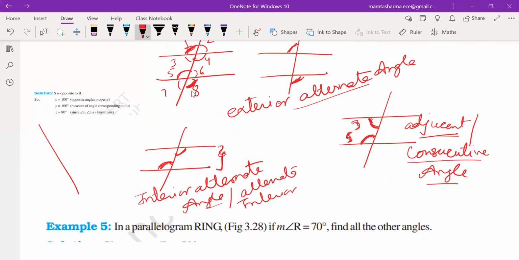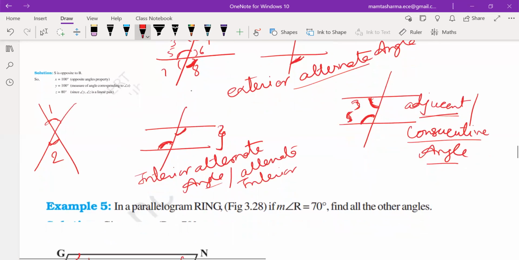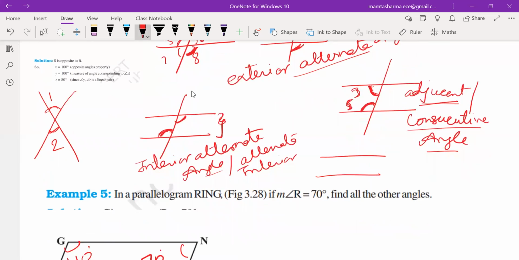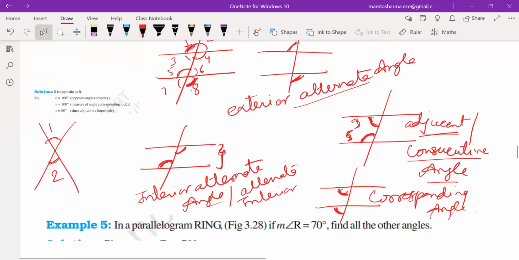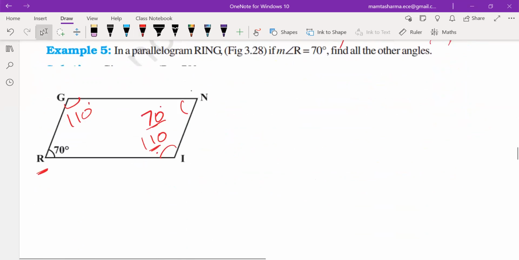And if two lines are crossing each other, then these angles are called vertically opposite angles. And the last one is corresponding angles. The angles on parallel lines are corresponding angles. So make a note of all these angles. Okay, let's do a question.